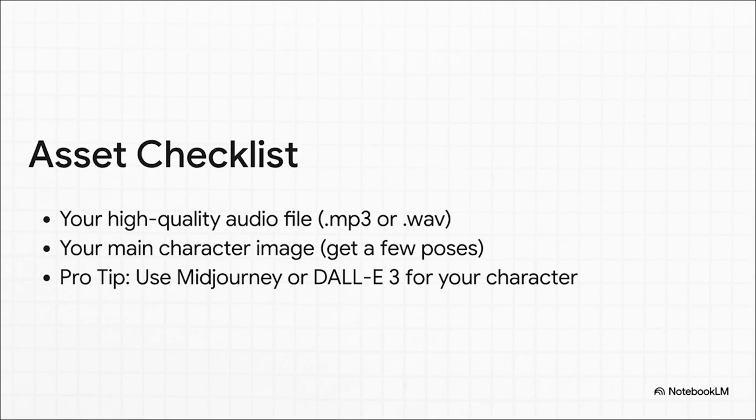First off, you need your final audio file. Make sure it's high quality, because this is the backbone for everything. Next, your main character image. And here's a huge pro tip. Don't just grab any stock photo. Hop on an AI image generator like Midjourney or DALL-E 3 to create something that's totally unique and fits your artistic vision. And try to generate a few different poses and angles. That variety is going to be a lifesaver later on.